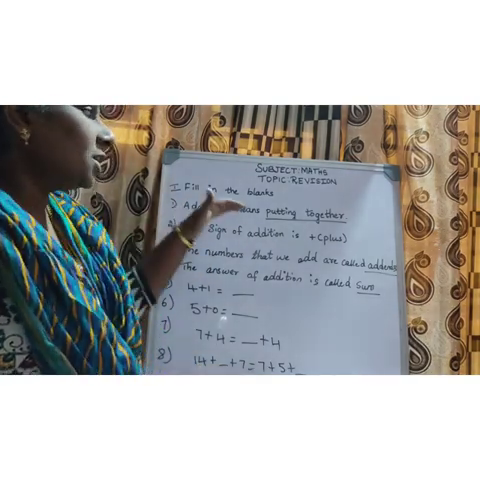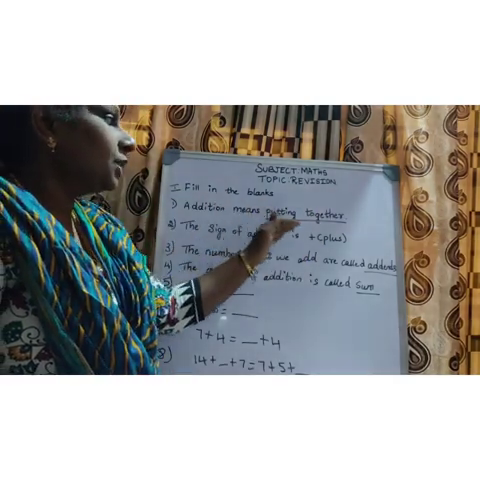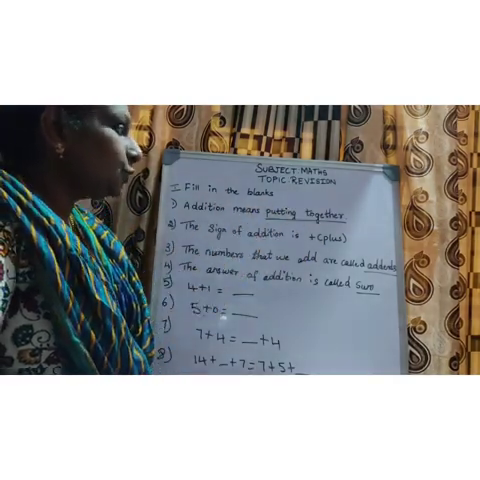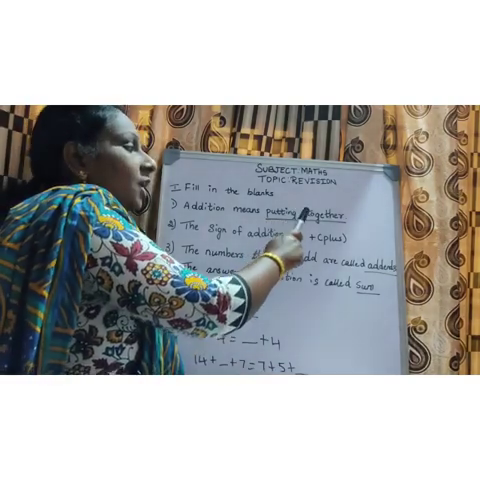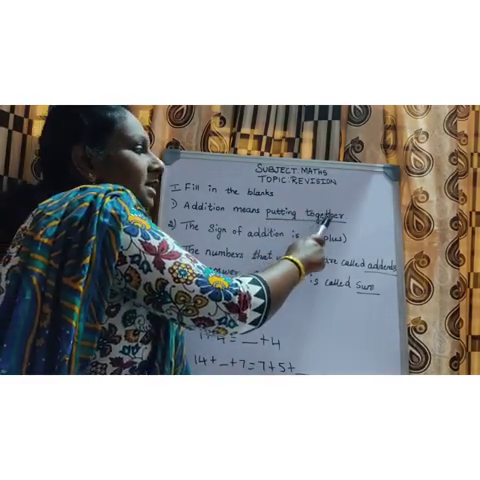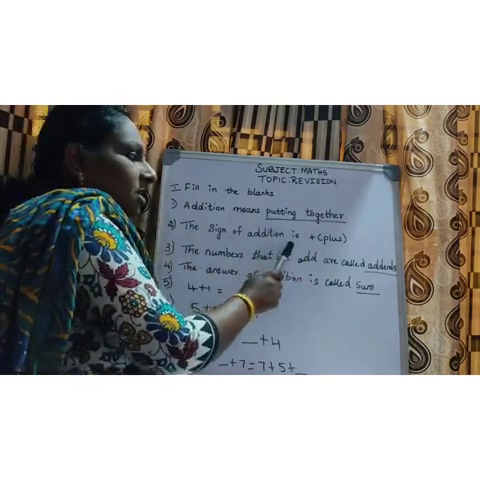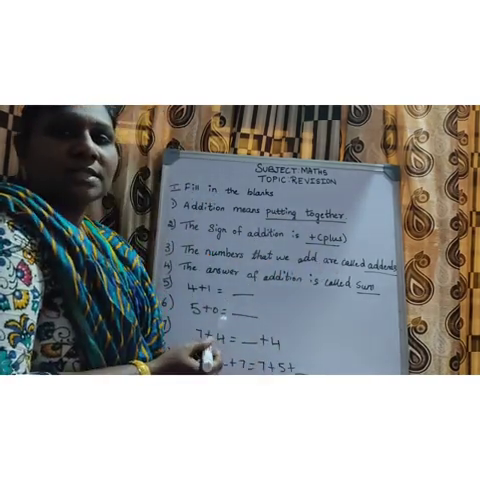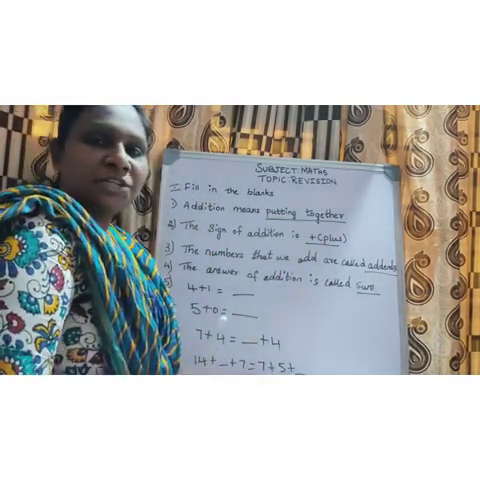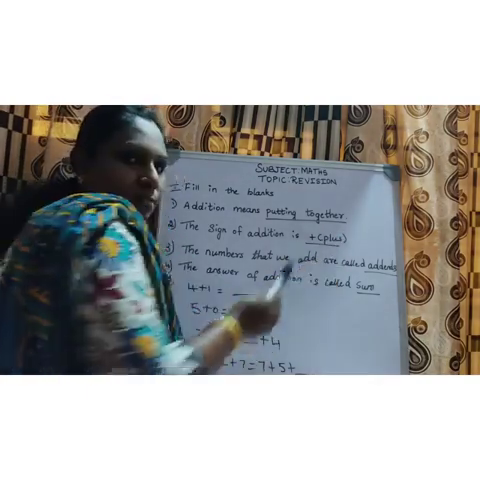Addition means putting together. Spelling for putting together: P-U-T-T-I-N-G-T-O-G-E-T-H-E-R. Putting together. The sign of addition is dash. What is the sign of addition? The sign of addition is plus. The spelling for plus is P-L-U-S, plus.